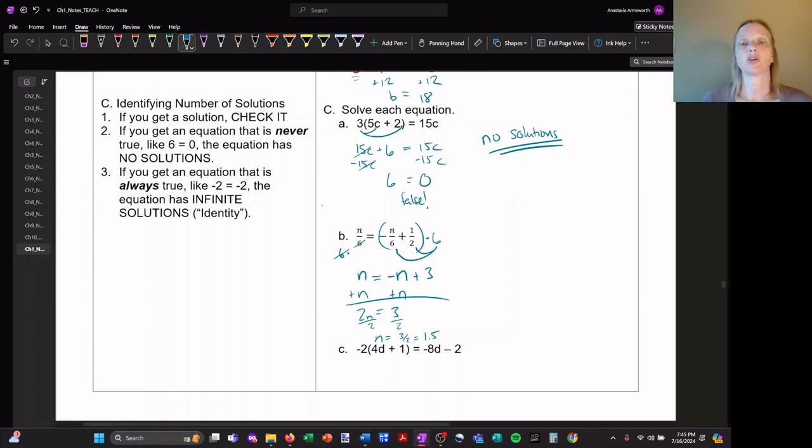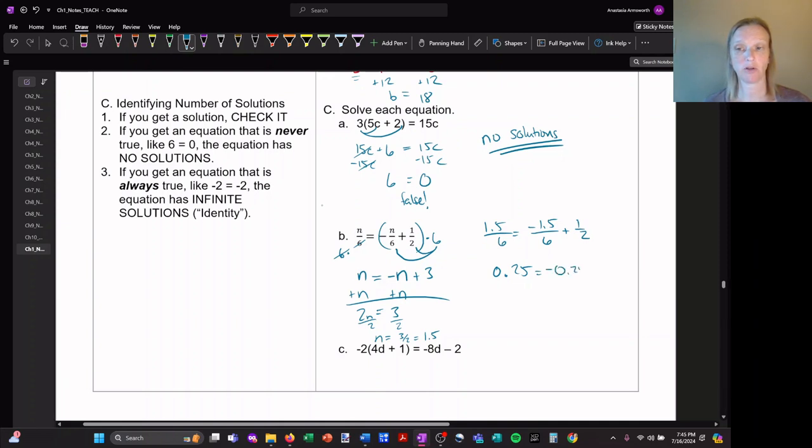We've got a solution. Let's go plug it in and check our answer, make sure it works. 1.5 divided by 6 equals negative 1.5 divided by 6 plus 1/2. And now plugging that into your calculator is perhaps the easiest way to do that. This turns out to be 0.25, and that equals negative 0.25 plus 0.5 if we convert them all to decimals. And then it's easier to see that, yes, this does in fact check out.